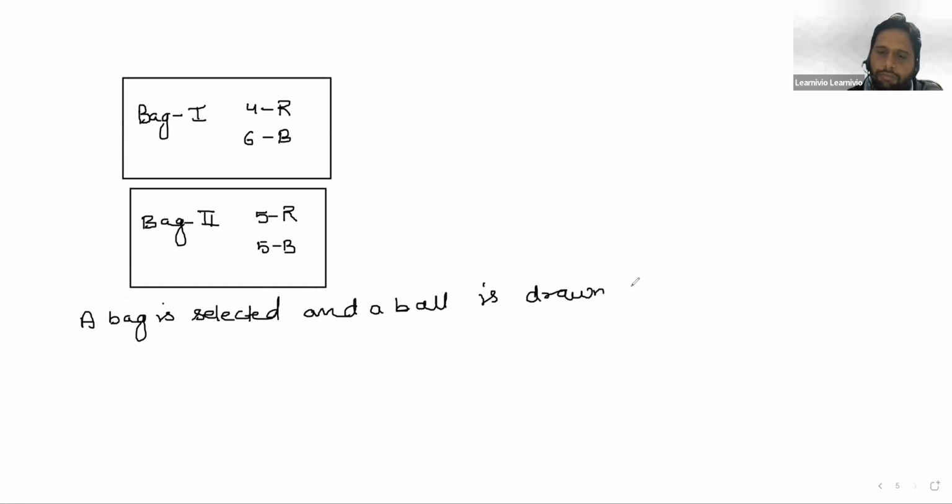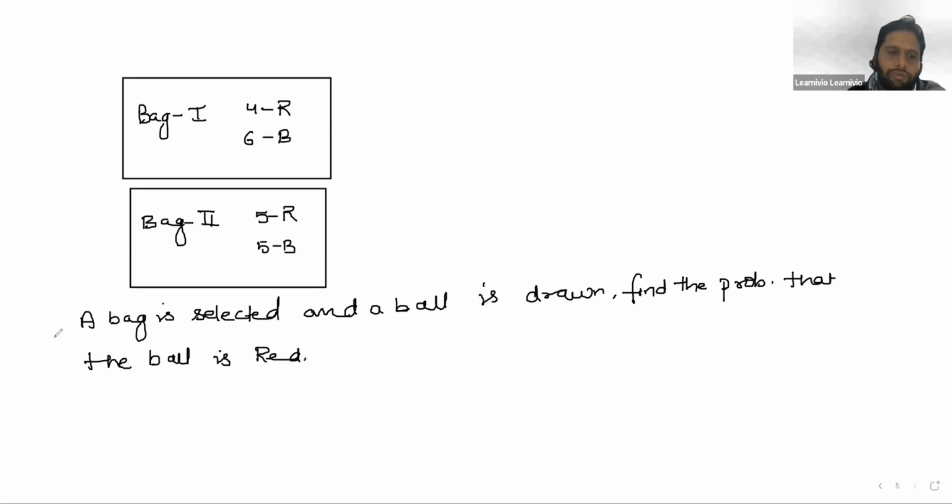Find the probability that the ball is red. So this is your question. There's no need to note down this one. Just wait. So always remember, whatever you need to find the probability of, take that event as A.